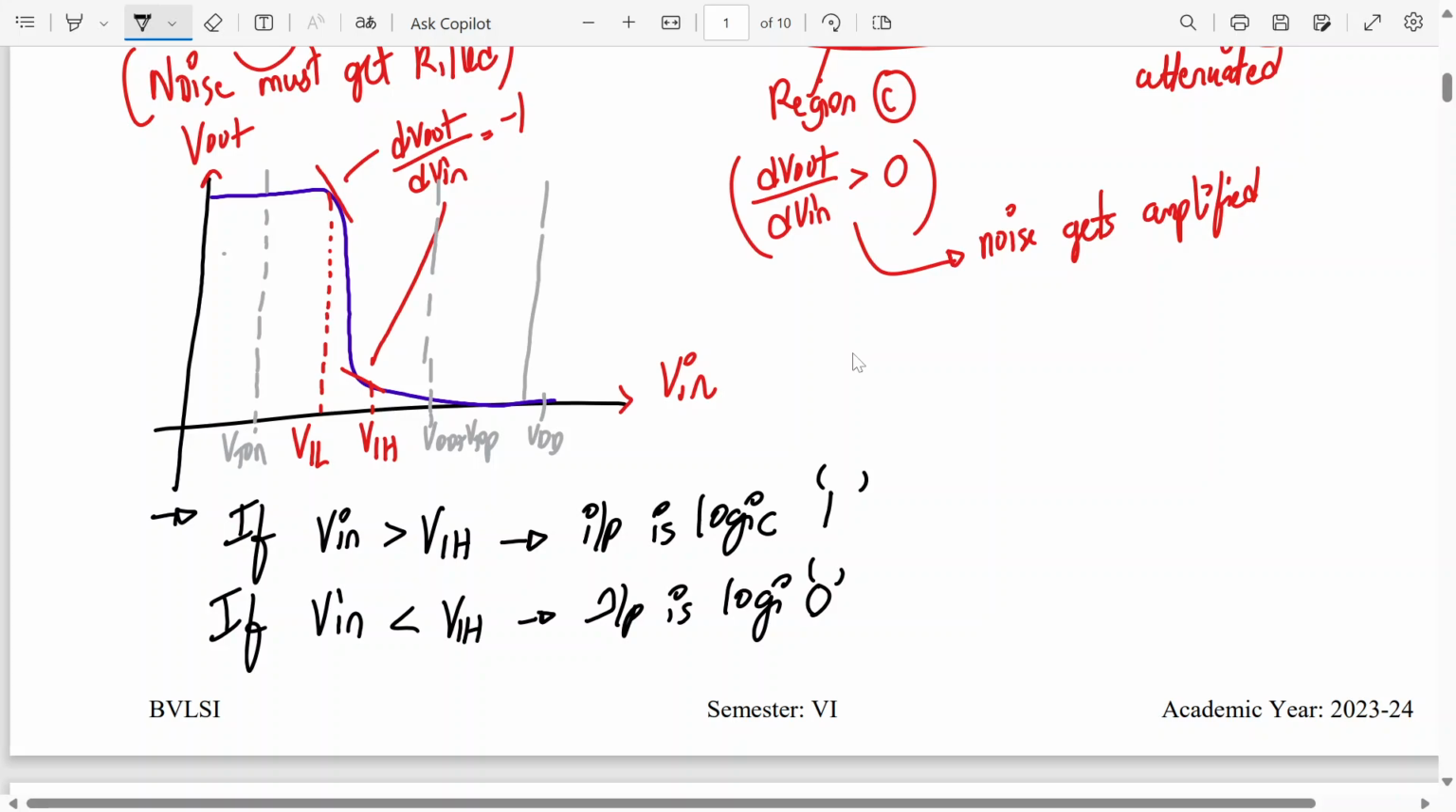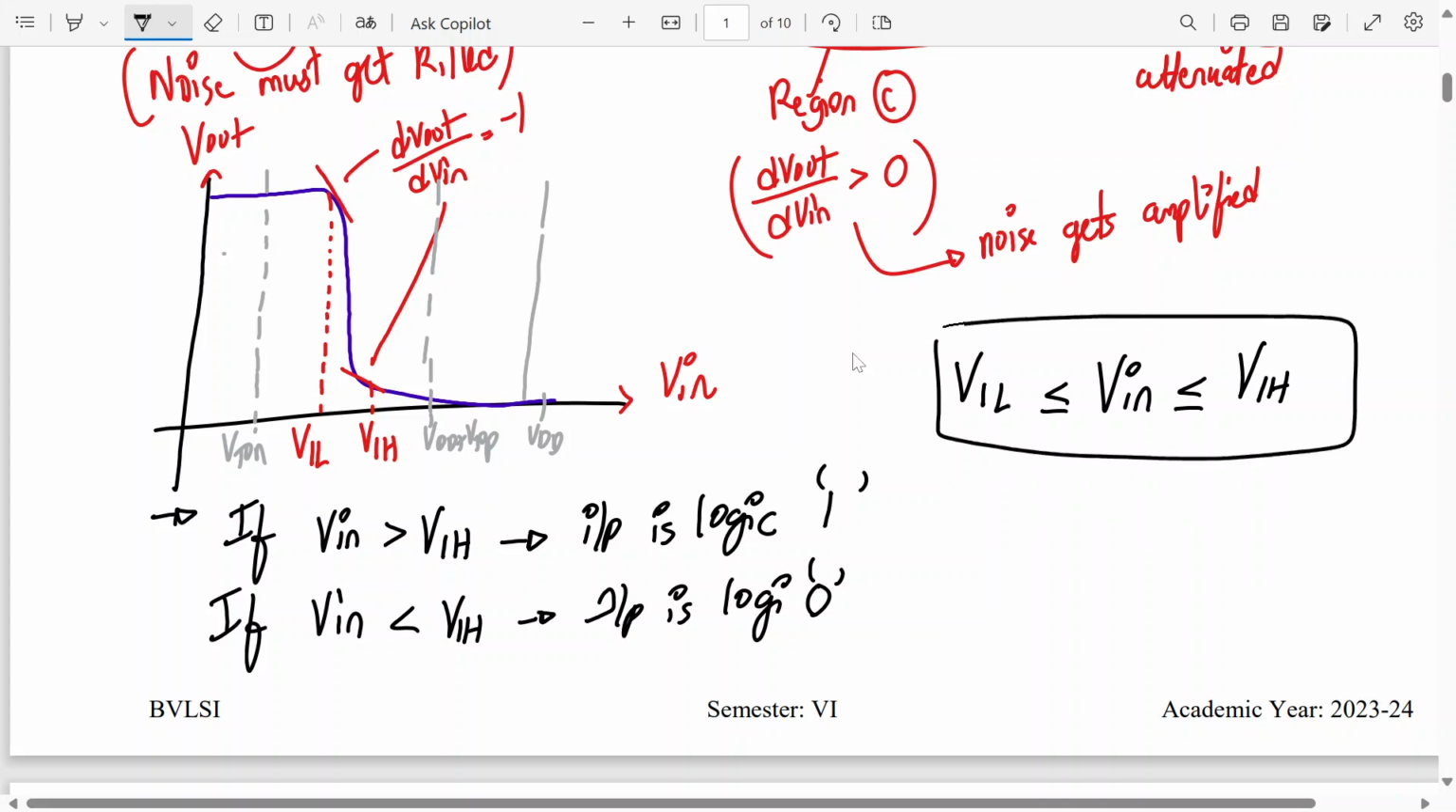Alright, and what is my undetermined state? Whenever my input falls between VIL and VIH. So this state I cannot allow my input to enter. This is called the indeterminate state. We cannot determine the actual logic level. Indeterminate region. Okay, I should never ever allow my input to fall in this range.